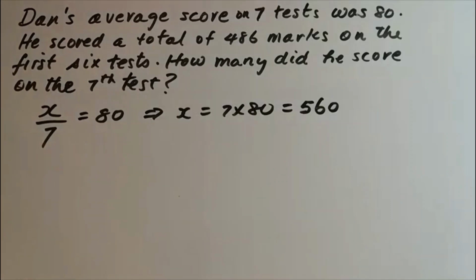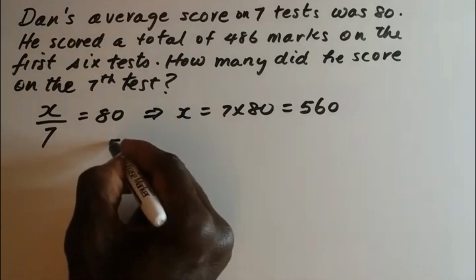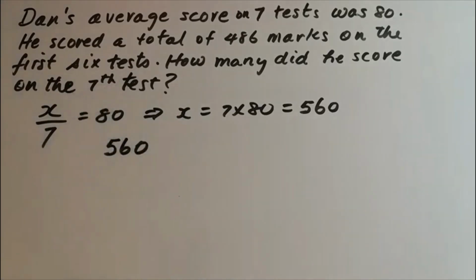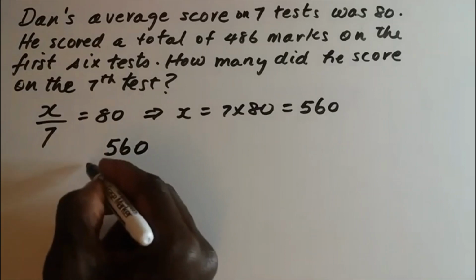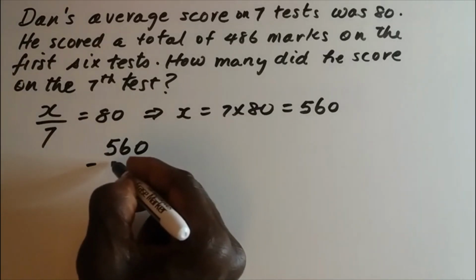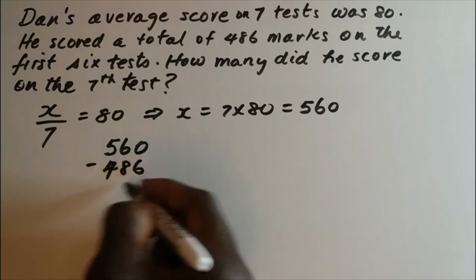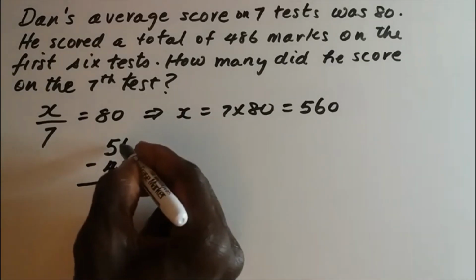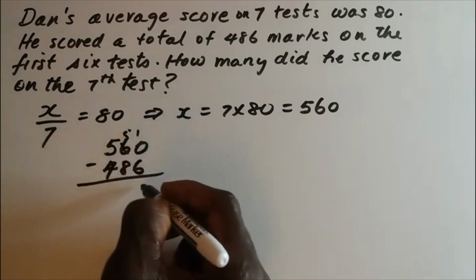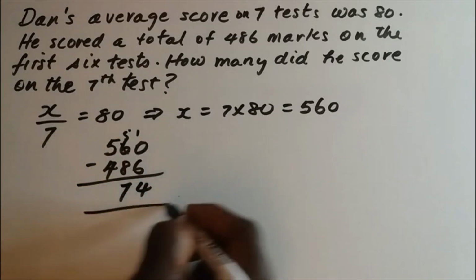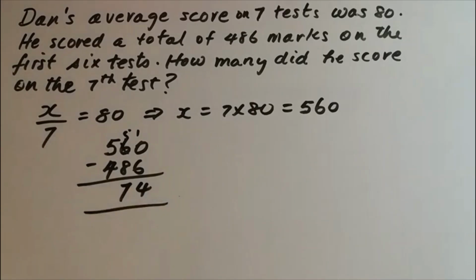He scored 486 marks on the first 6 of those tests. How many did he score on the 7th test? Well, the total he scored we have calculated as 560 marks. So if he scored 486 in the first 6, we can find what he scored on the 7th test by simply subtracting from this. We have 74. So he scored 74 marks on the 7th test.